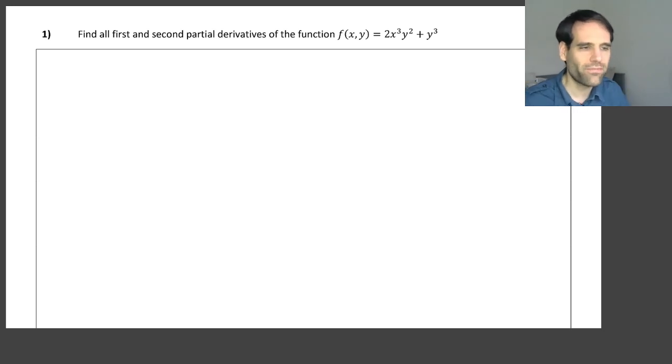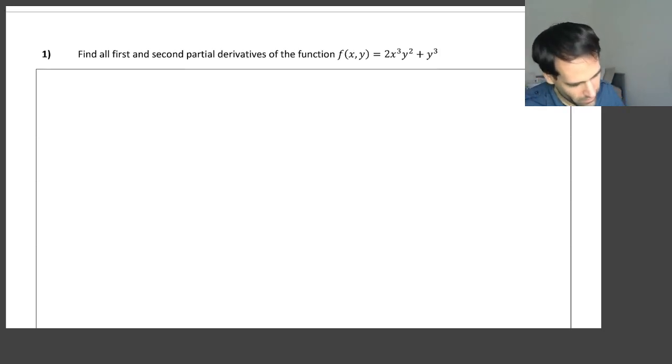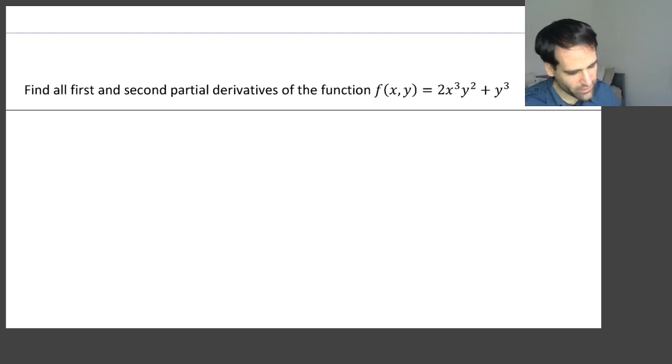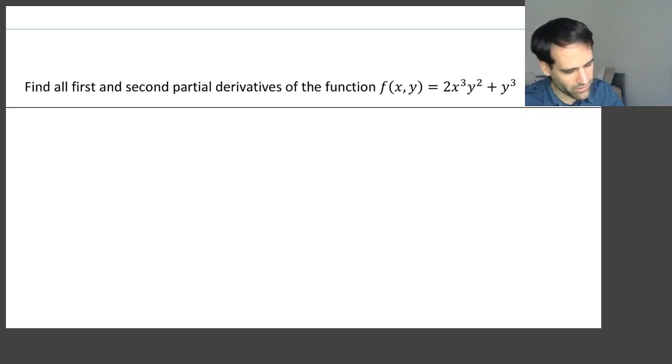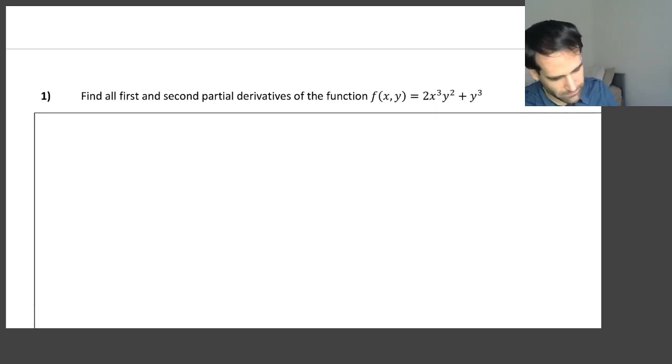So let's do a problem of calculation of partial derivatives. Find all the first and second order partial derivatives of the function f of x y equals 2x cubed y squared plus y cubed. Okay, that is our function. So let's start.